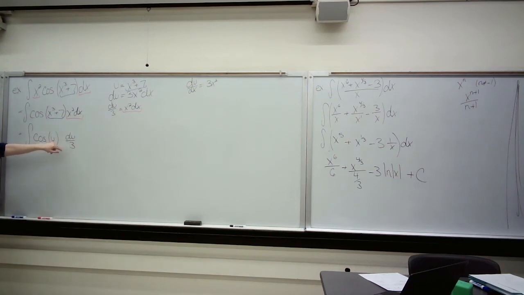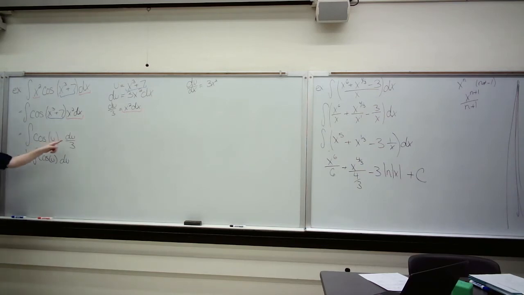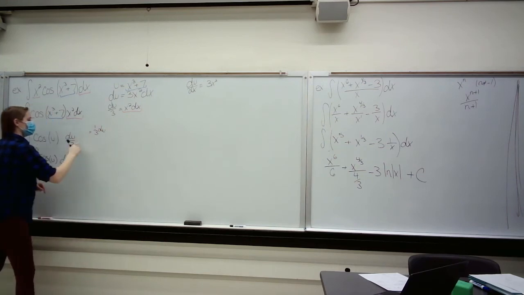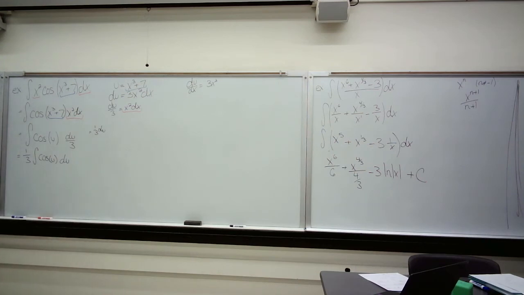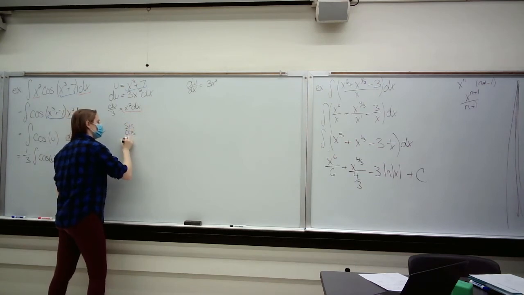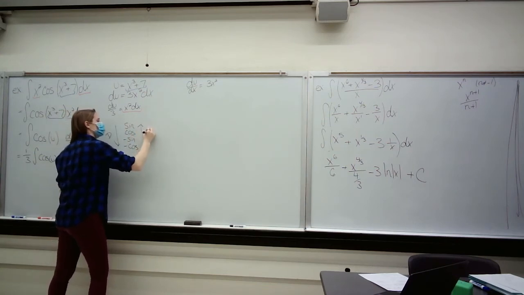Now, this is just a 1/3 times du, right? So I can pull out my 1/3, because remember, we can pull out the constants with integrals. So 1/3 integral of cosine u du. Where did you get the 1/3? I just rewrote this du over 3 as 1/3 du, and then I can pull out the 1/3. Okay, so now I just have a nice cosine u. So now I can use my nice sine, cosine, negative sine, negative cosine. Remember, derivatives go down and integrals go up.